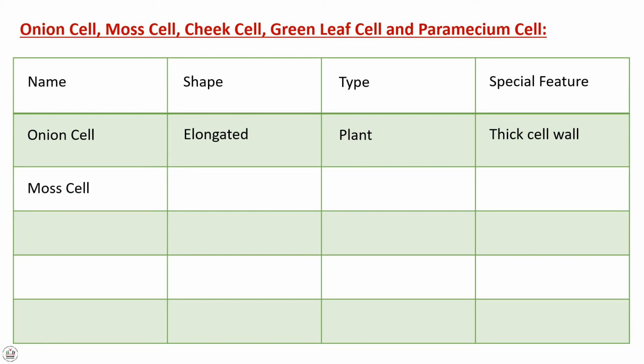Now moss cell, its shape is elongated. Its type is plant cell. The special feature is it contains many chloroplasts.